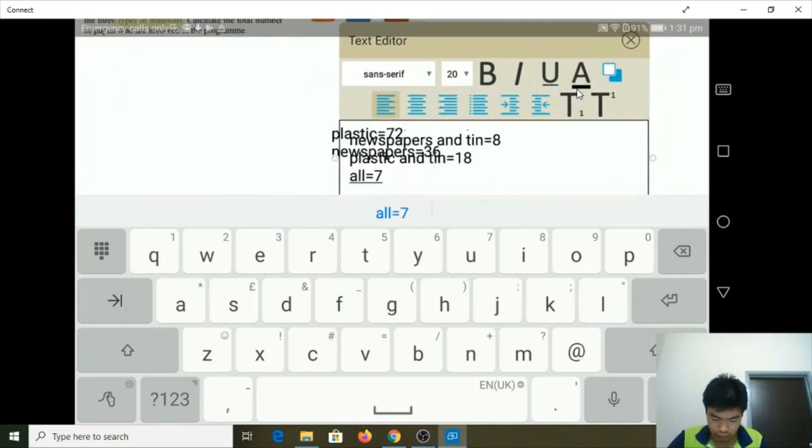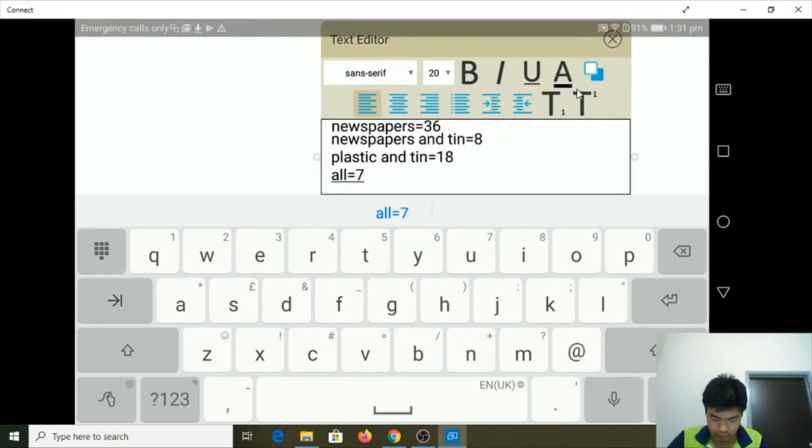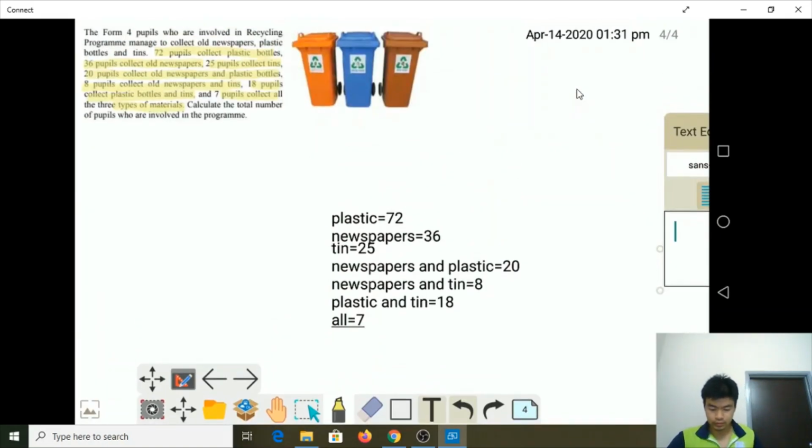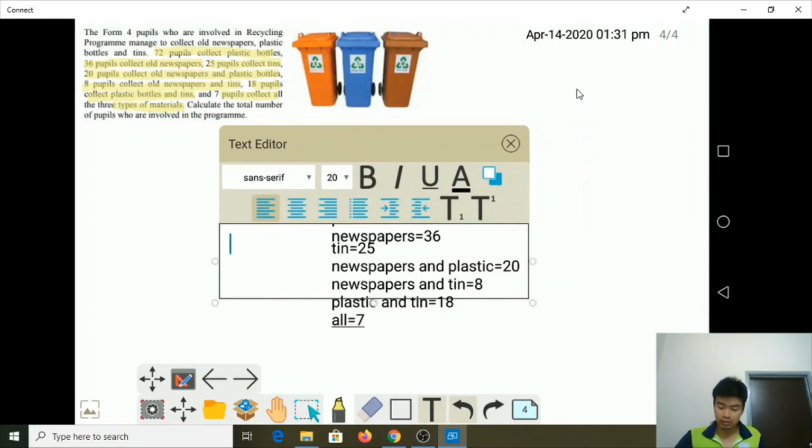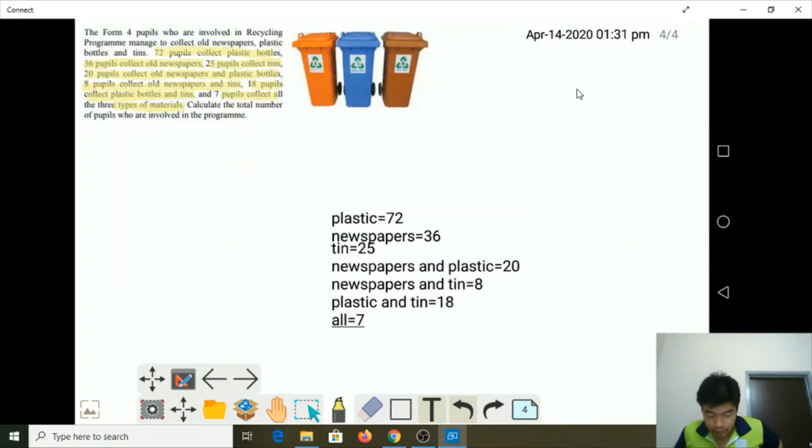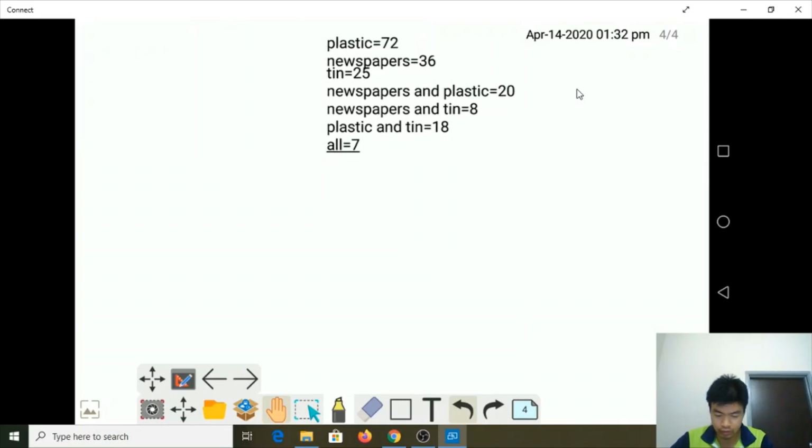Right, let me move down a bit to make it nicer. Alright, so there we go. Okay, there we have it. I've listed down all the information. Alright, so what is the next step? Construct the Venn diagram. Let's move down here. Alright, this is the information.